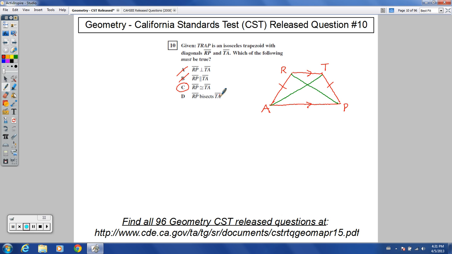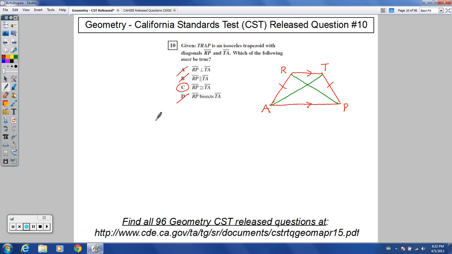Let's just make sure D is incorrect. So RP, does that bisect TA? Well, based on the fact that this is pretty well drawn to scale, it's clear to me, hopefully clear to you, that this segment, this portion of the diagonal where it gets split, is not the same length as this one is. This from here to here is not the same length as this from here to here. So clearly choice D is a poor choice.